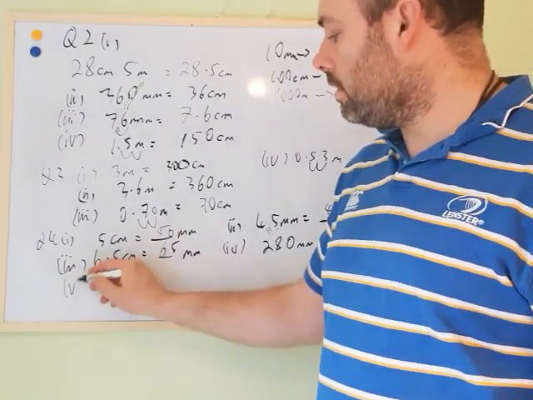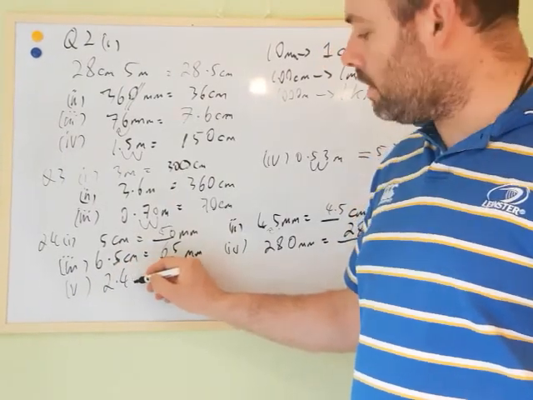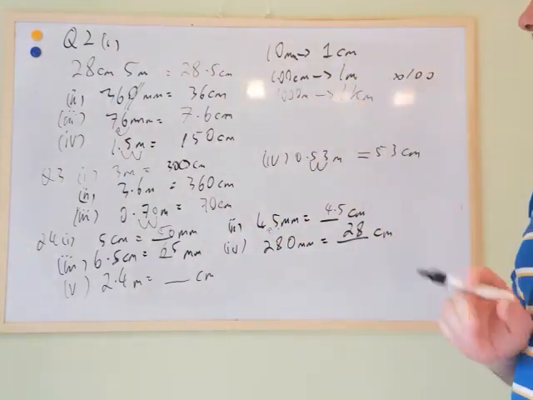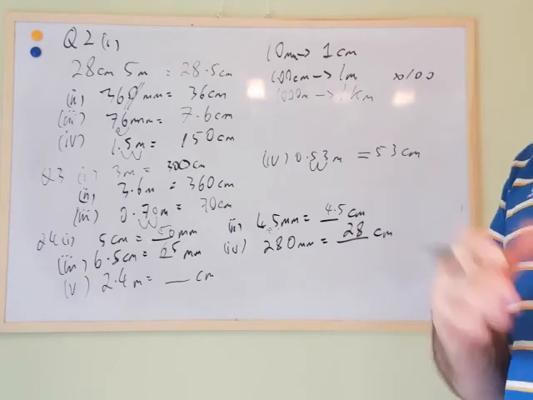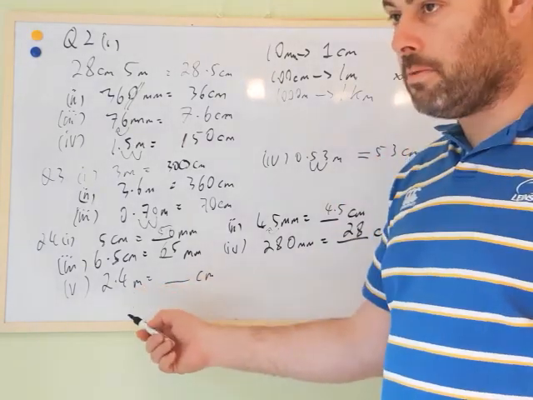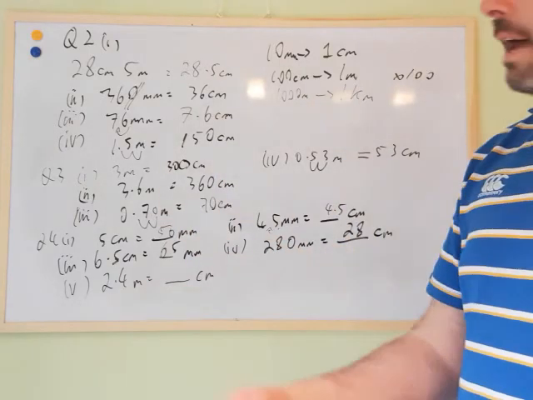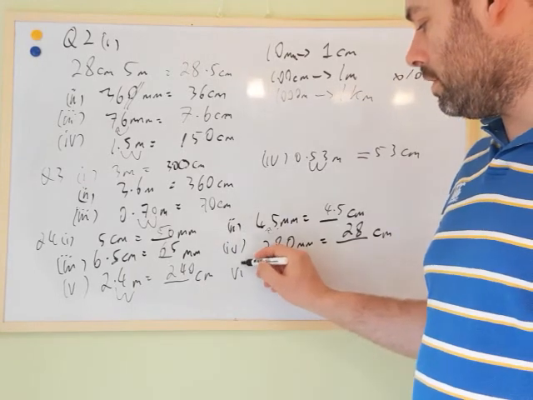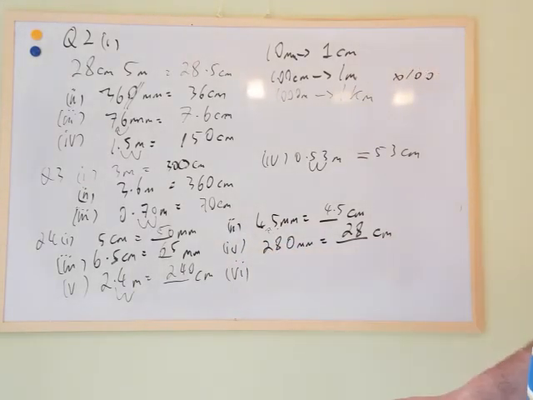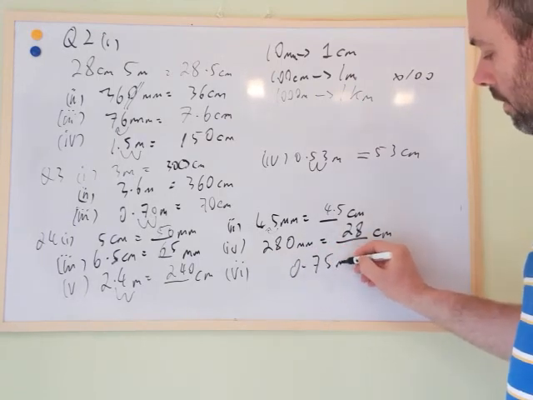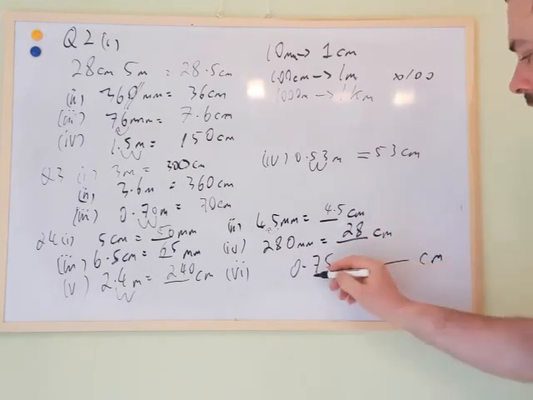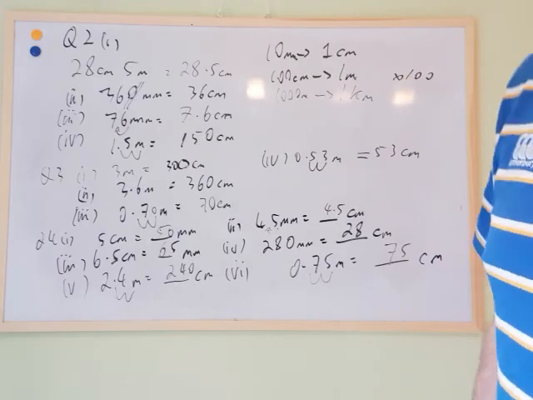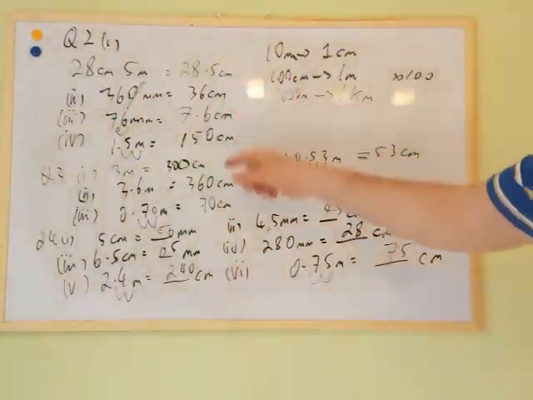Our next one, 2.4 meters, blank centimeters. Now remember, there's 100 centimeters in a meter. So if I want to go from a small number of big things to a bigger number of small things, there's a small number of meters, there's 100 times that many centimeters. Times it by 100, 240 centimeters. And our last one, 0.75 meters is equal to blank centimeters. Multiply by 100, because it's 100 centimeters for every 1 meter, 75 centimeters. Okay, so that's questions 2, 3, and 4.